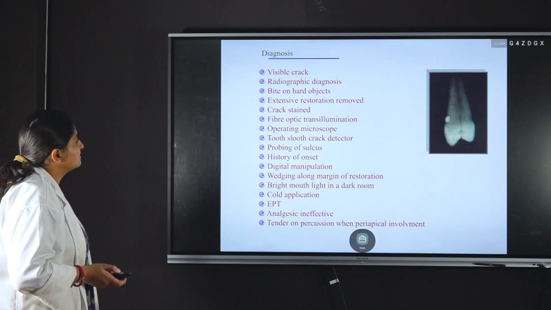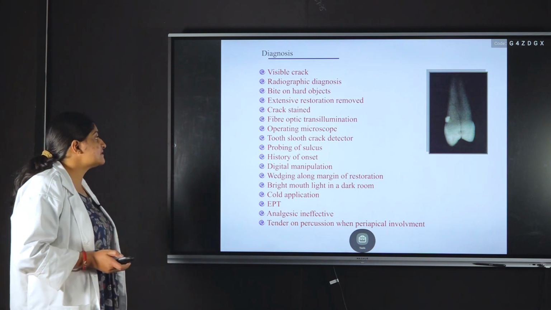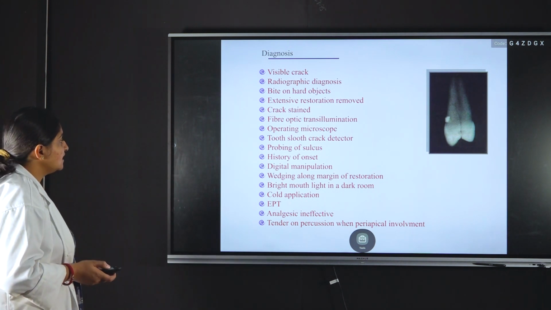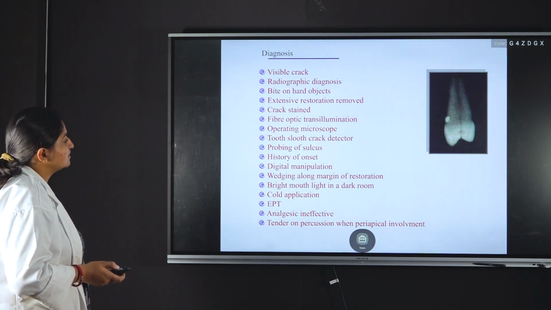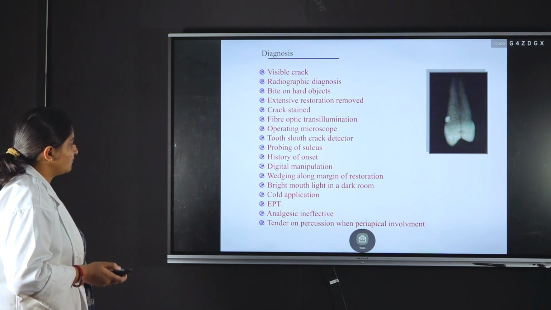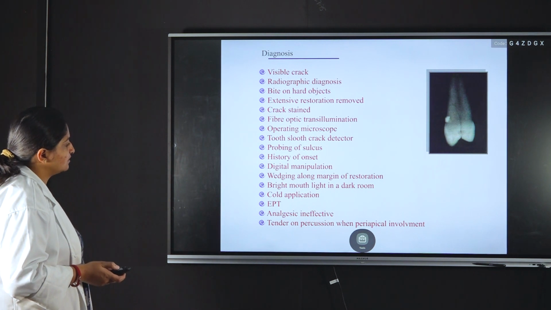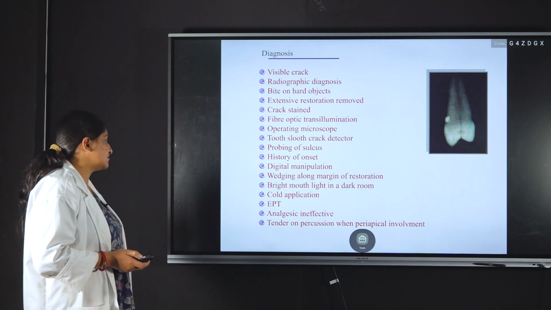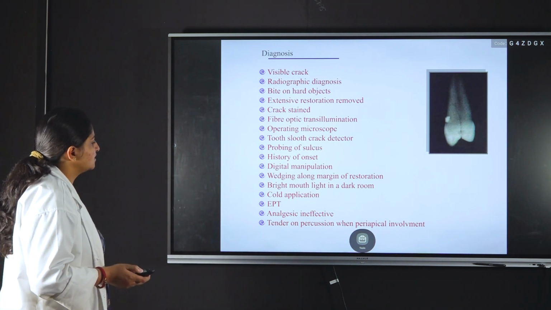So these are the diagnostic methods: visible crack, radiographic diagnosis, bite on hard objects, extensive restoration removed, crack stained, fiber optic transillumination, operating microscope, Tooth Slooth crack detector, probing of the sulcus, history of onset, digital manipulation, wedging along the margin of restoration, bright mouth light in a dark room, cold application and electric pulp testing, analgesic ineffective in nature, tender on percussion, and periapical involvement.